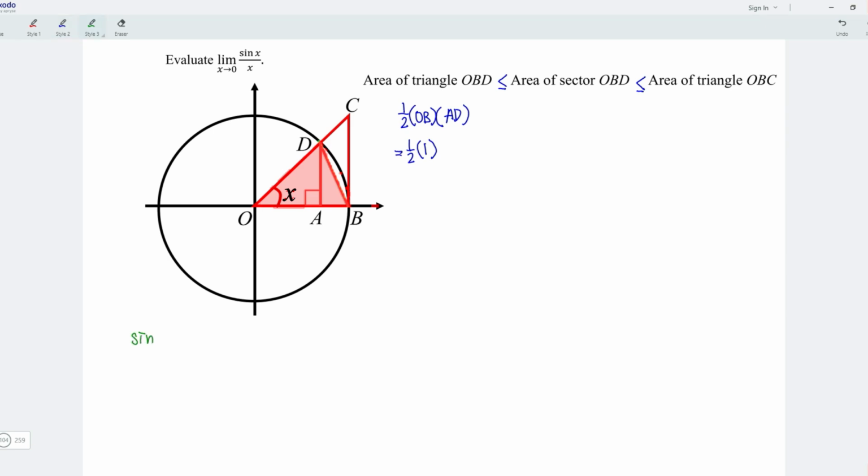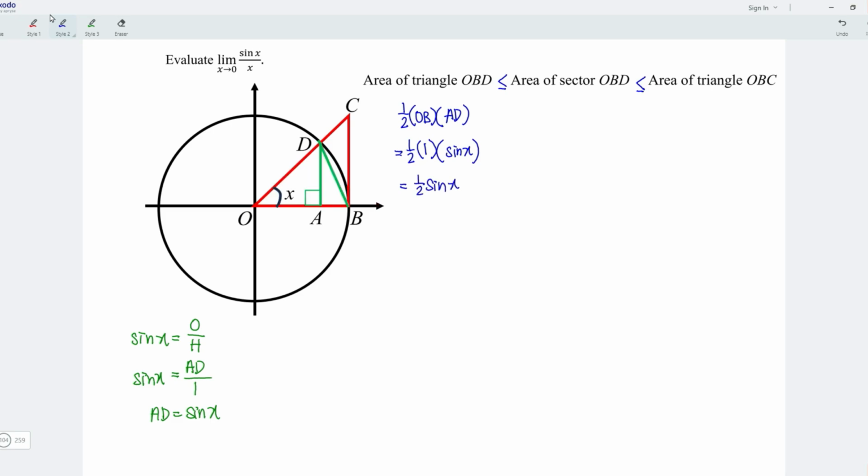Recall that sin x is equal to opposite over hypotenuse. If the angle x is here, for the triangle OBD, the opposite is equal to AD, while the hypotenuse is equal to OD. That is the radius of the unit circle, which is equal to 1. In other words, AD is equal to sin x. Let's substitute sin x here. Therefore, the area of the triangle OBD is equal to 1/2 sin x.